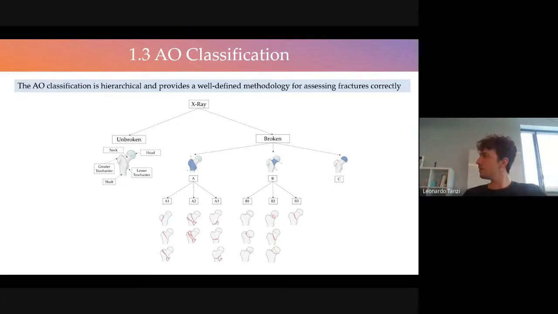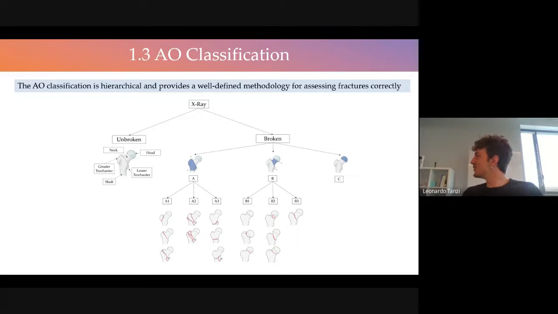Sorry, can I ask you? Yeah, of course. In the classification between A1, A2, A3, B1, B2, B3, and unbroken, is it normal that we have the impression that the structure in B2 is the same as B3?